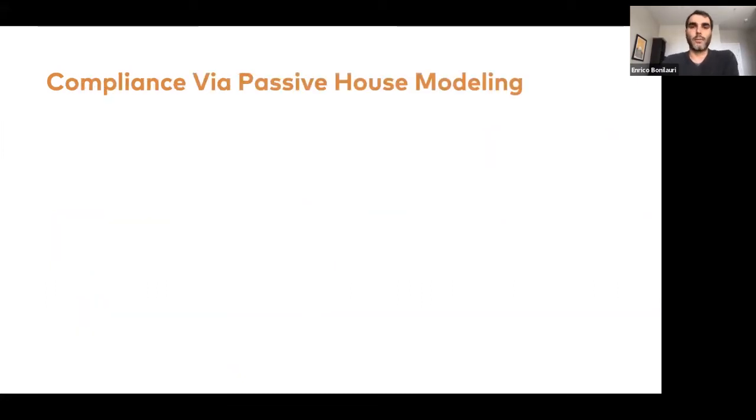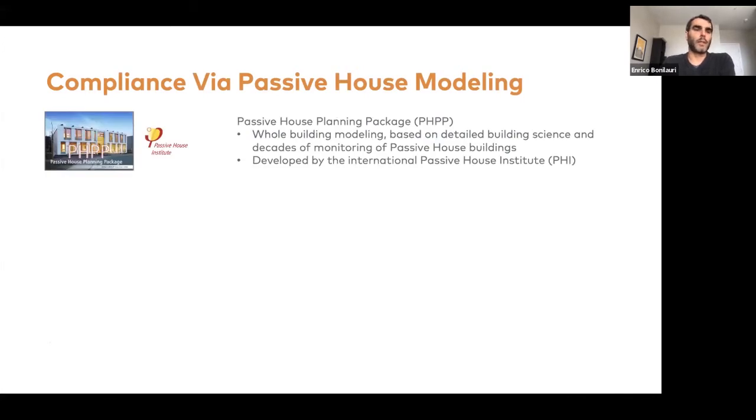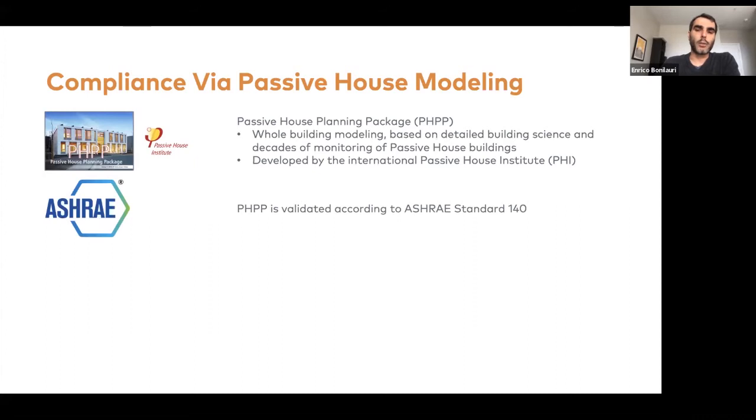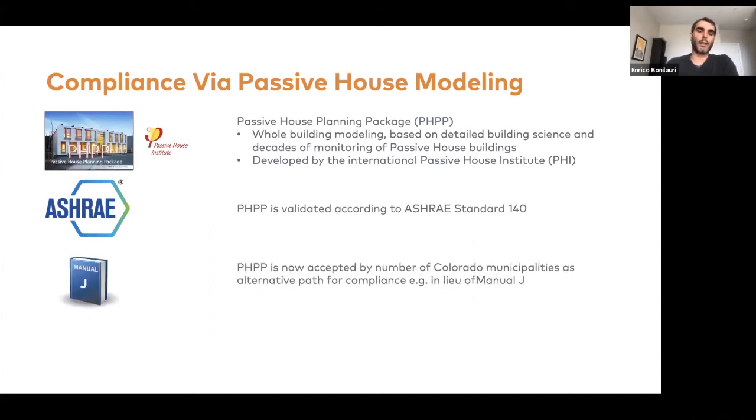Compliance by means of passive house. The software that we use is called PHPP, Passive House Planning Package, which is a whole building energy model, and it's based on building science as well as decades, literally, of data collection from occupied buildings. It is developed by the International Passive House Institute. It is validated according to ASHRAE Standard 140, and there are more and more municipalities in Colorado that accept the PHPP calculation to be submitted in lieu of Manual J. So you don't have to redo the work multiple times. You can just submit PHPP.